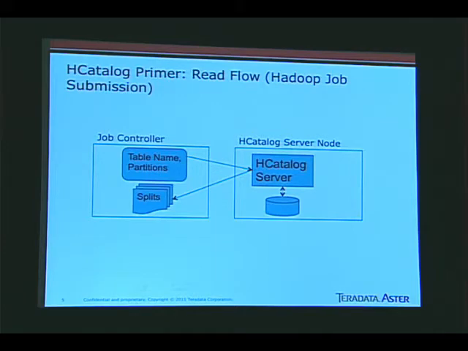And so here's an example, going down into the details a little bit. This is how you read data from HCatalog. The job controller of the job that you're running, and this could be a MapReduce job, it could be a Hive or a Pig job, will pass in the table name and the partitions that are of interest to the HCatalog server. The HCatalog server hands you back a list of objects which are essentially splits of this data.